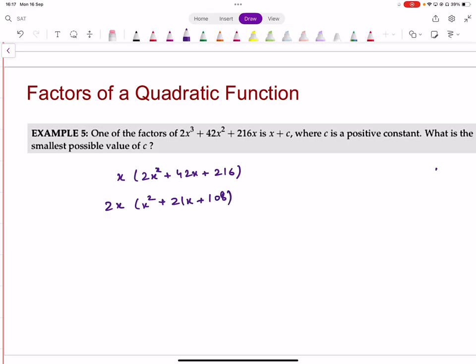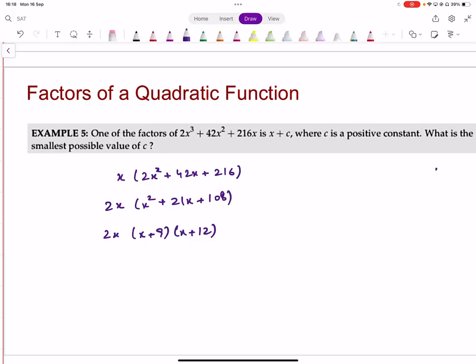Can we factorize this now? Can we factorize this? X plus 9 and x plus 12. So when you factorize this, it's x plus 9 and x plus 12.